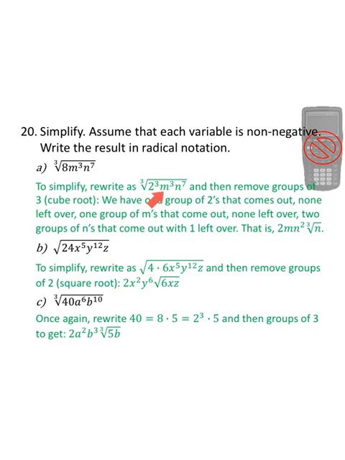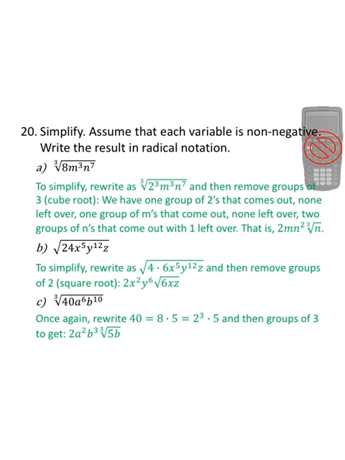I have one group of m that comes out. There's exactly 3 of them, nothing left over. I have 2 groups of n's, 2 groupings of 3, because 3 goes into 7 2 whole times. But there's an extra one. I have a group of 3, and then another group of 3. I've taken up 6. I have 1 left over, so that's going to stay inside.